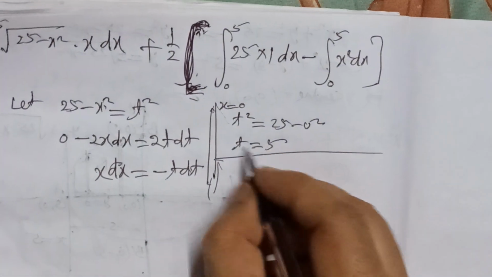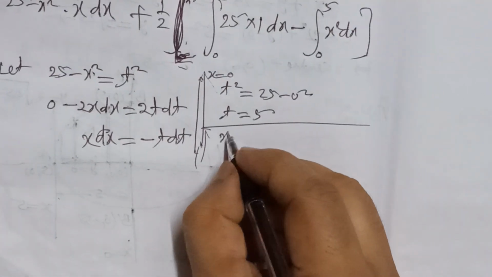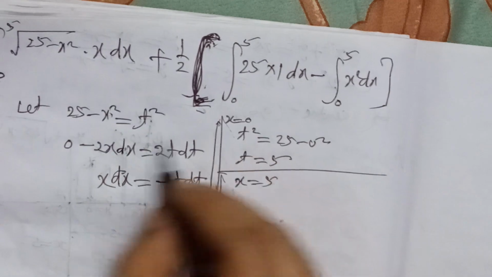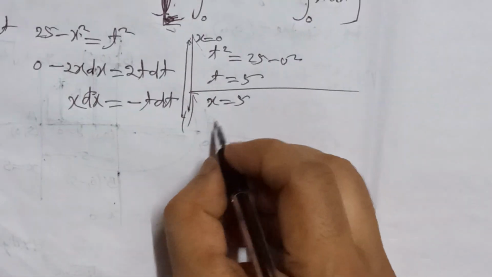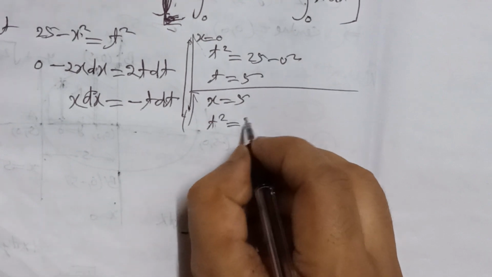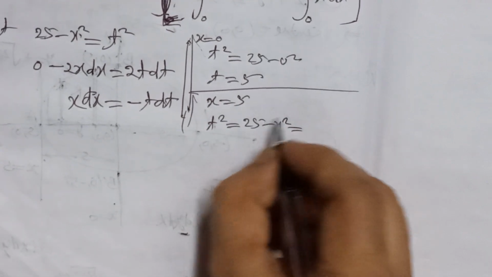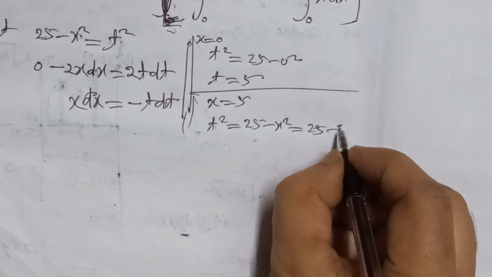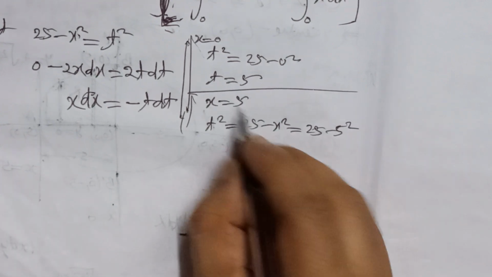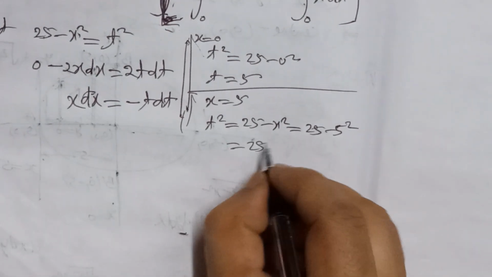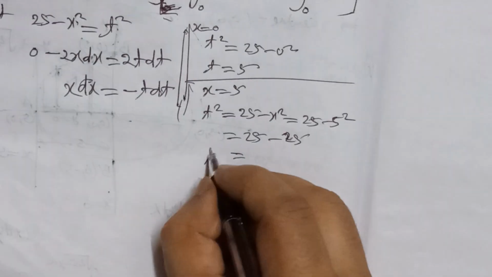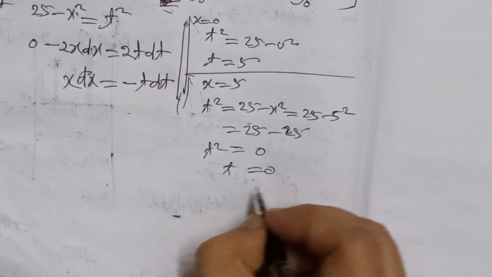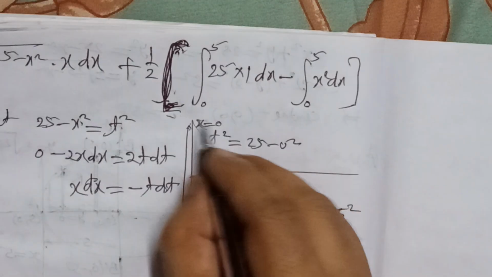This is the lower limit. For the upper limit, where x is equal to 5, we find it with the relation t square is equal to 25 minus x square. The value of x equal to 5 becomes 25 on squaring, and we get t square is equal to 0, so t is equal to 0, which is the upper limit. This is the lower limit, this is the upper limit.